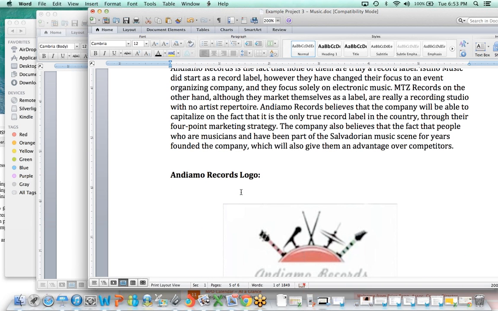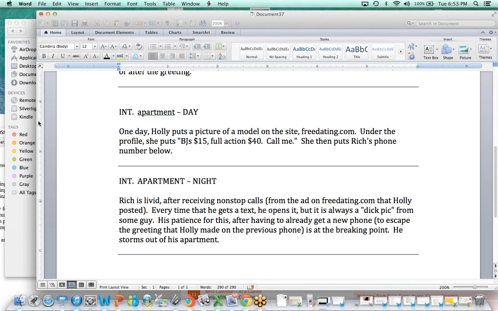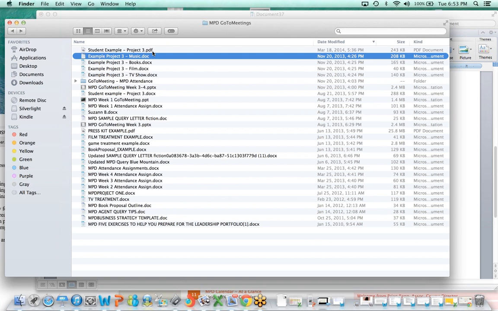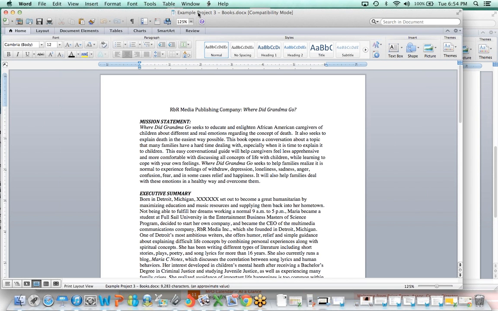But okay, let me show you another example here. That's one example on the music side. Let me show you another example. Let's take a look at books, right? Once again, I'm not going to go through the content here, but this is just an example that a student did.